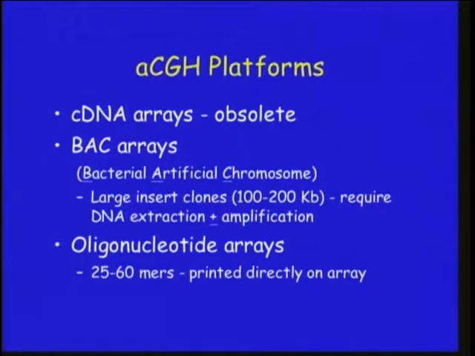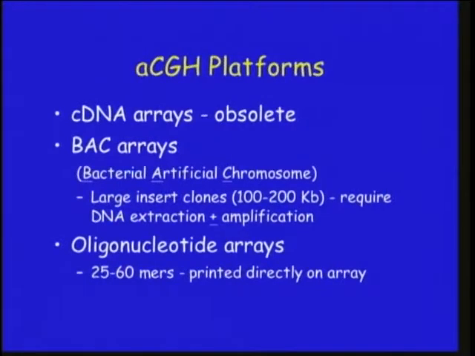Different platforms can be used for Array CGH. So initially, when this technique was introduced, people used the same cDNAs that were used for expression arrays. The problem with those is that they don't give very good signal to noise. And since there are other arrays that work better now, the cDNAs are pretty much obsolete for use with Array CGH. Many people are still using BAC arrays.